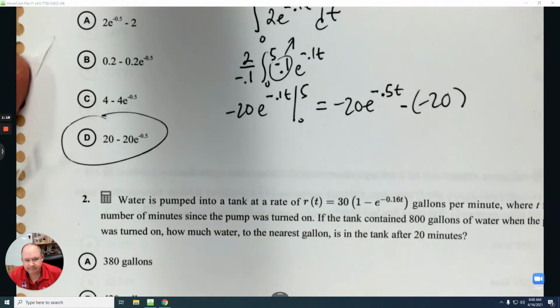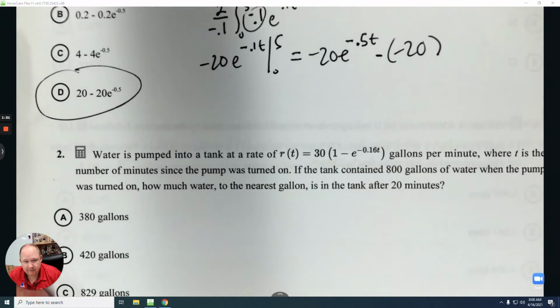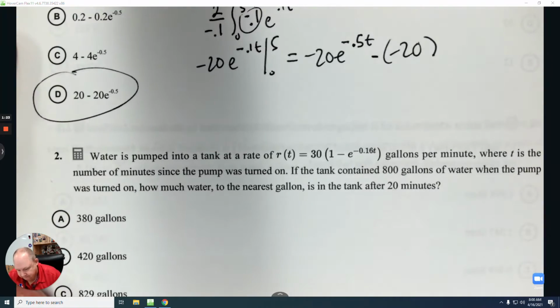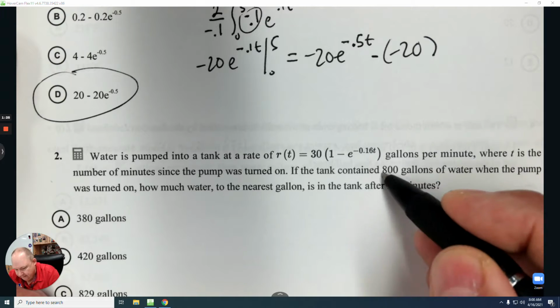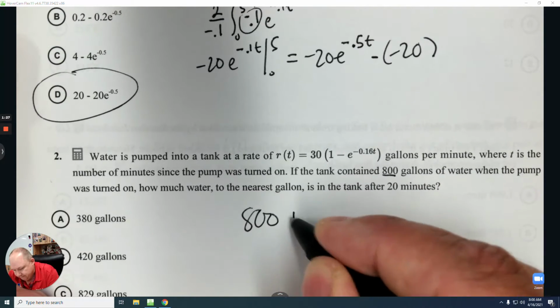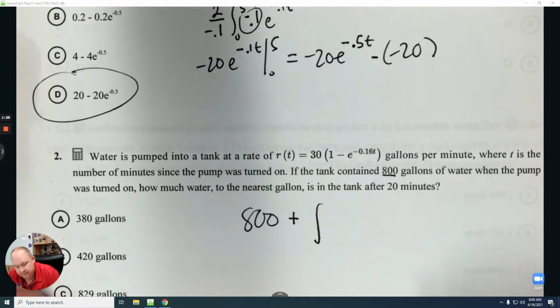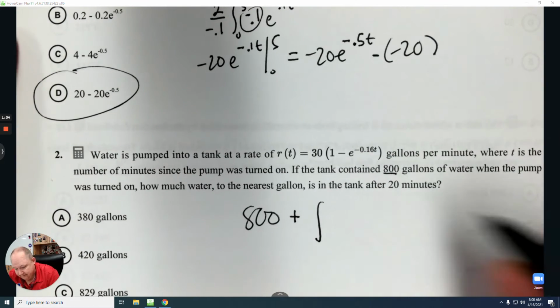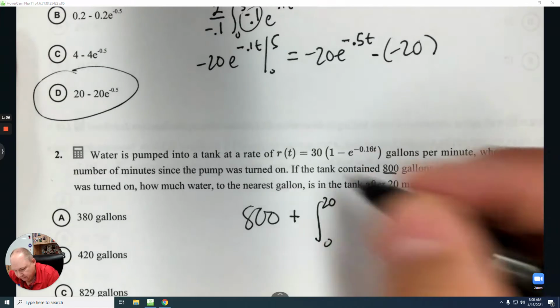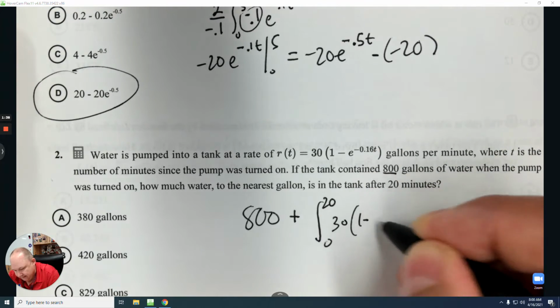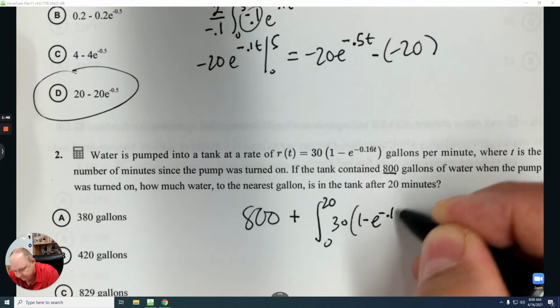Number 2, it's a calculator question. Water is pumped into a tank. Again, you're given a rate. The tank contains 800 gallons to begin with. And the question is, how much is in the tank after 20 minutes? So if you have the rate, the first 20 minutes is 0 to 2, and you integrate the rate to find how much more has been added to it.